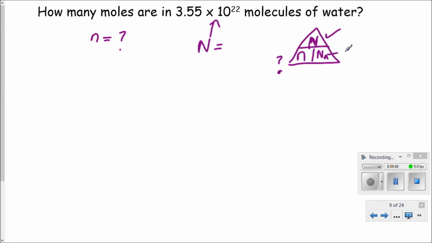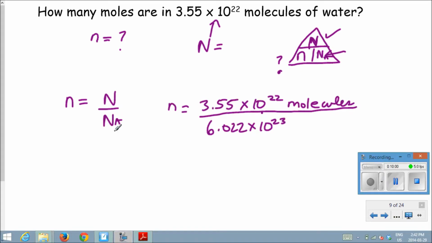And obviously we have Avogadro's number. So to find this, what we do is we cover it up, and n equals N divided by NA. So let's fill in our values. Okay, so in this case, I have just filled in my values here. And if you look, you might be struggling. Well, what number do I put next to NA? This is Avogadro's number, 6.022 times 10 to the 23.